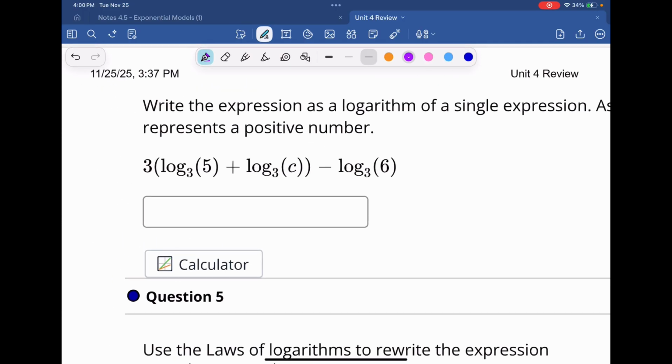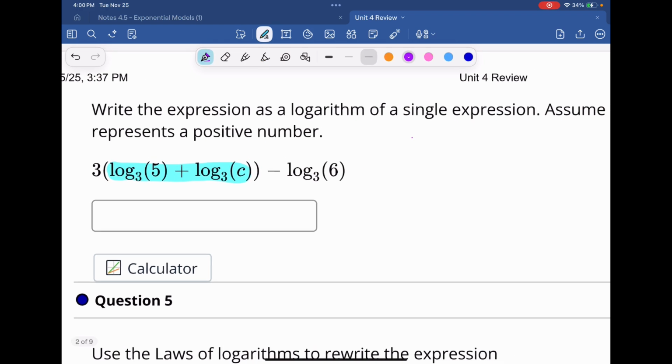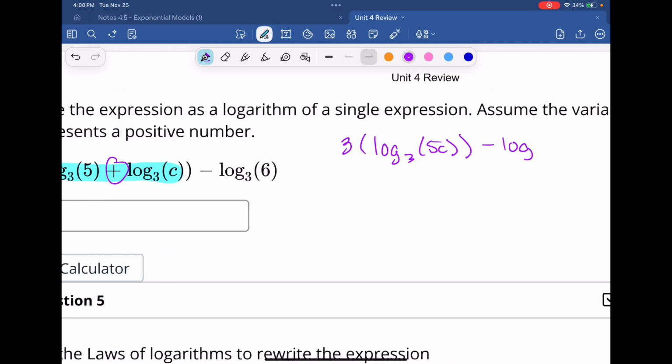Write as a single logarithm. So the one thing you have to watch out for with these things is parentheses. Inside parentheses first. So order of operations as you take care of that. And addition is multiplication. Exponents become coefficients, or coefficients become exponents. And then subtraction is division.